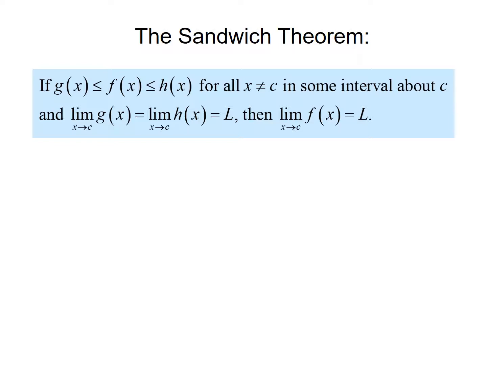So if we have a limit that's maybe really complicated that we can't figure out directly, if we can figure out a function that's less than it and another function that's greater than it, and they both approach the same value, then we know that our function must approach that value as well.